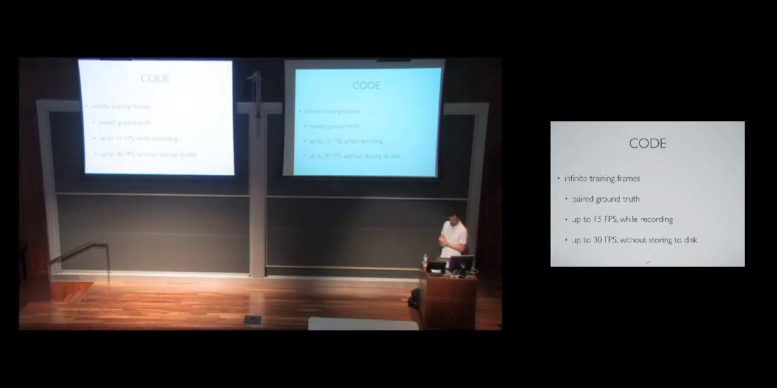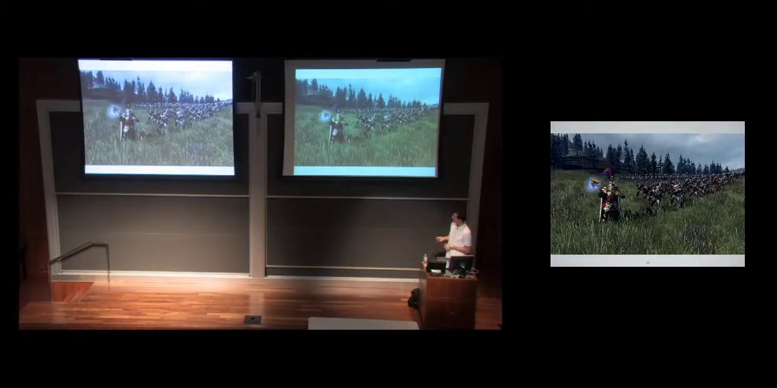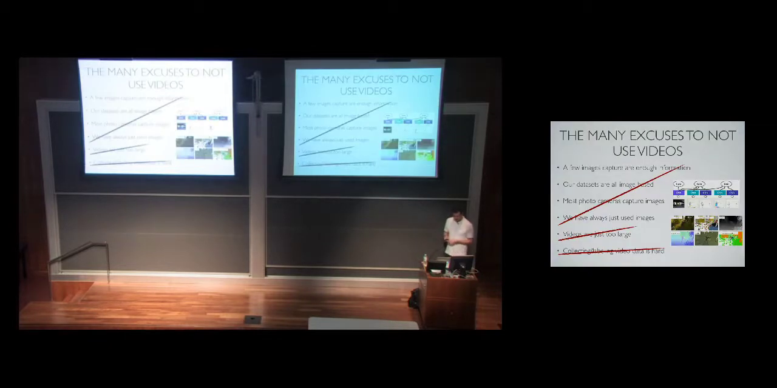You can record up to 15 FPS, and if you don't want to store it to disk, you can probably get about 30 FPS out of this. And it's quite general. It works on quite a lot of games. Two hours before the deadline, I had the great idea: why don't I try another game to get one more segmentation out? It took me about half an hour to get this segmentation by hacking in a completely new game. So once you get a feel for it, it's quite efficient to apply this to more and more games.